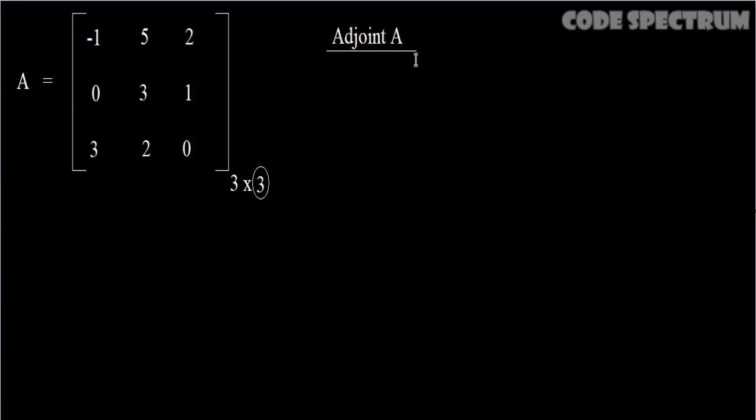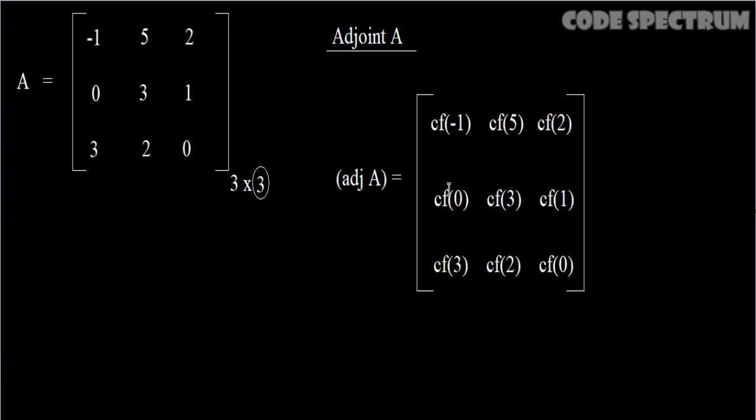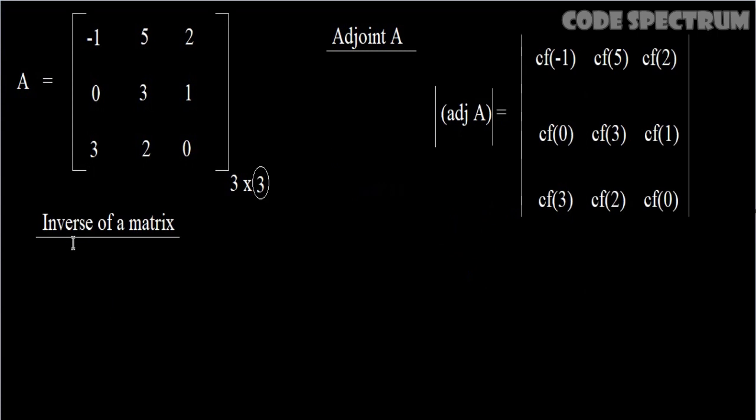Now let's talk about the adjoint of A. The adjoint of the A matrix is given by this, where every element is the cofactor for the respective element in the position given here. For example, -1 is at row number 1 and column number 1, and we place the cofactor of -1 in the same row and column, and you get the adjoint matrix by doing this for every element. This is the adjoint matrix of A. But the determinant will be represented like this. Now let's talk about the inverse of a matrix.